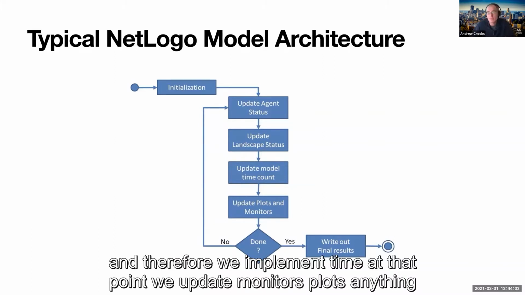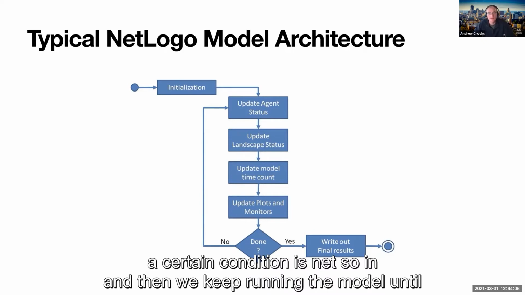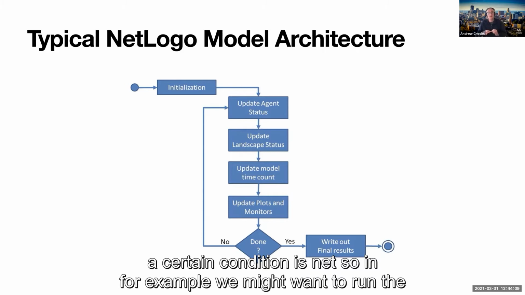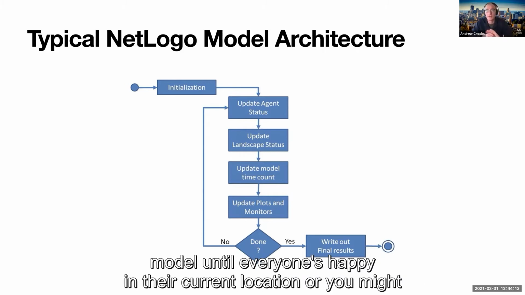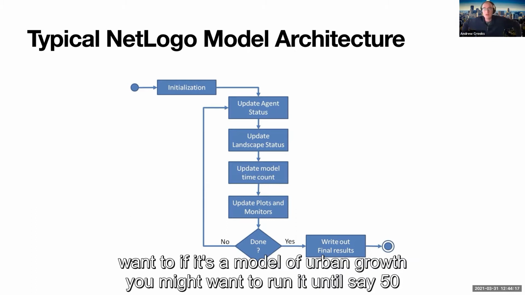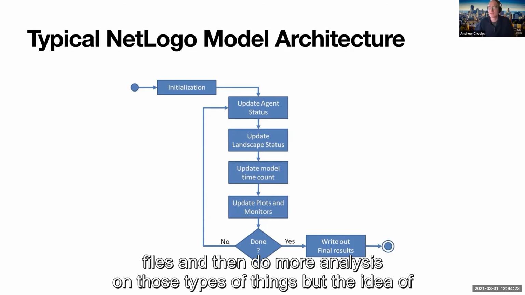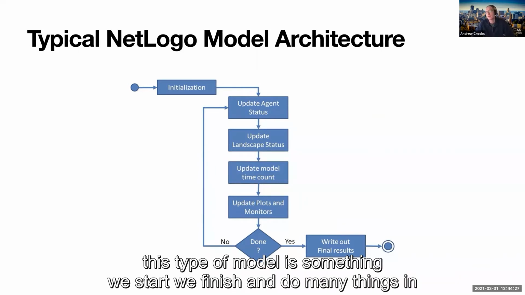We update monitors, plots, anything that we want to do, and then we keep running the model until a certain condition is met. So, for example, we might want to run the model until everyone's happy in their current location, or if it's a model of urban growth, you might want to run it until, say, 50 years has passed, and then we stop, write out the files, and then do more analysis on those types of things. But the idea of this type of model is something we start, we finish, and do many things in between, really.